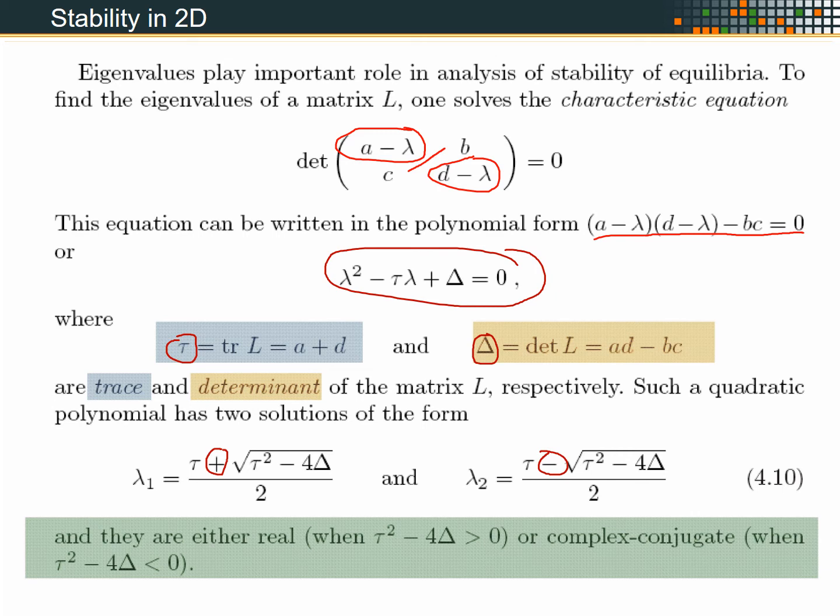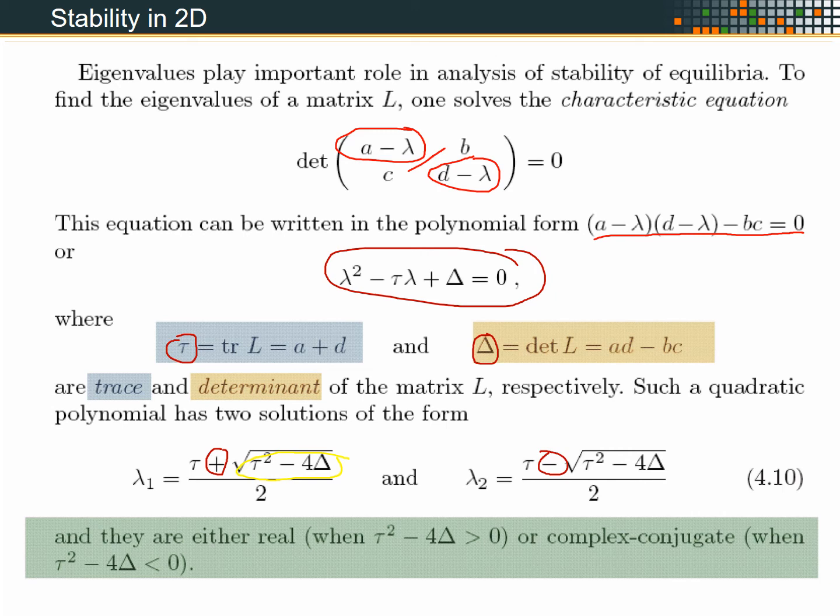Fine. Looks great, but what happens if actually the part that is under the square root, which is tau squared minus 4 delta, becomes negative? If it becomes negative, then we cannot actually easily compute the solution in terms of the square root, because the square root is firstly only described for positive values.